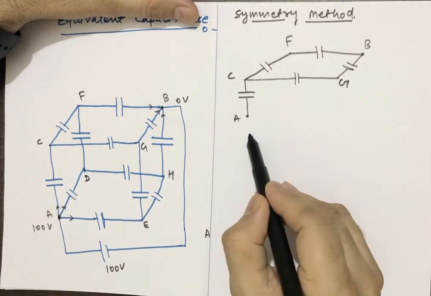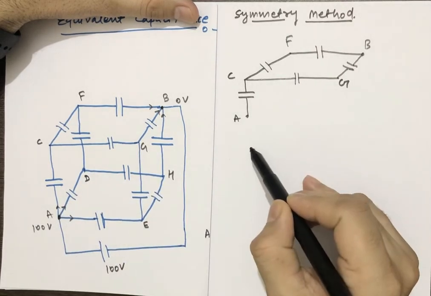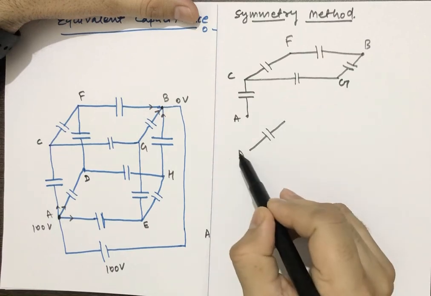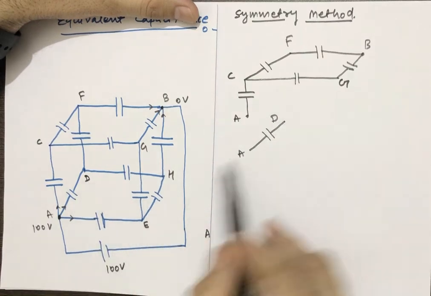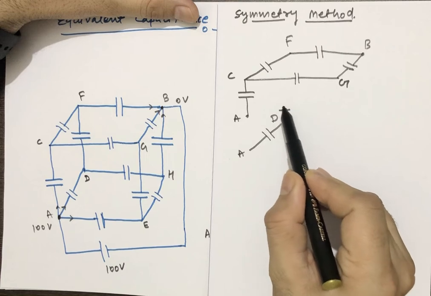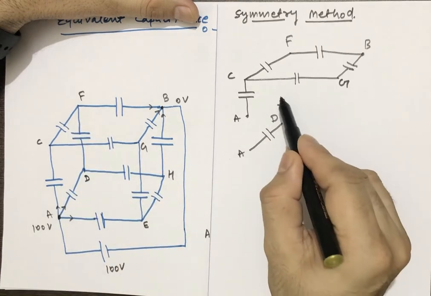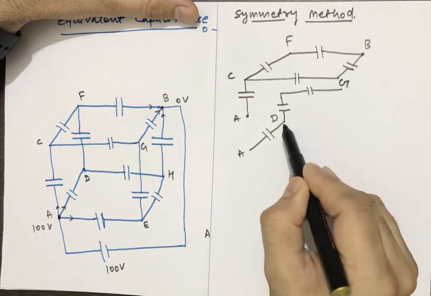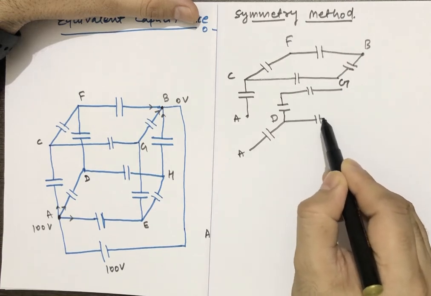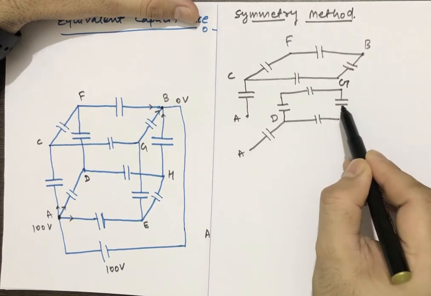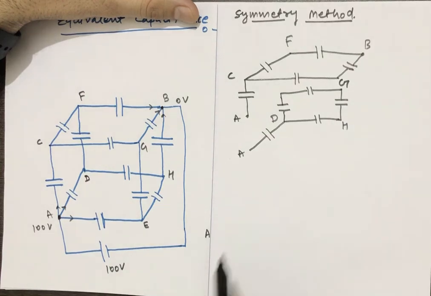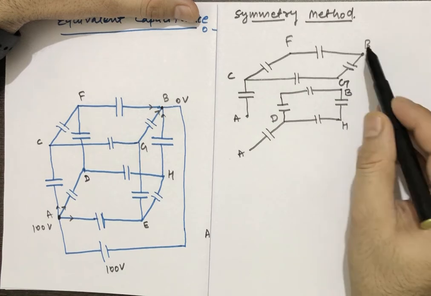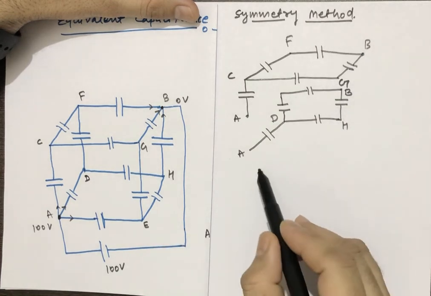For the other symmetry, I'm taking from A to D. This is A and this is your D point. From D, we have one capacitor towards F. This is the F point, from F to B, and from here it is towards H, and this is the B point here. So this is the G point and this is B point, okay?